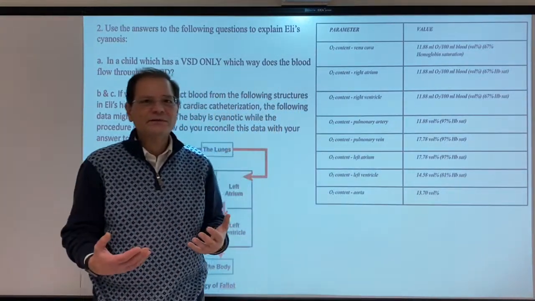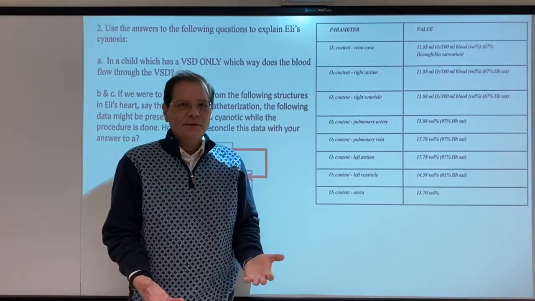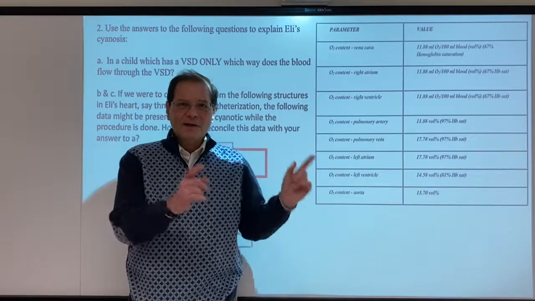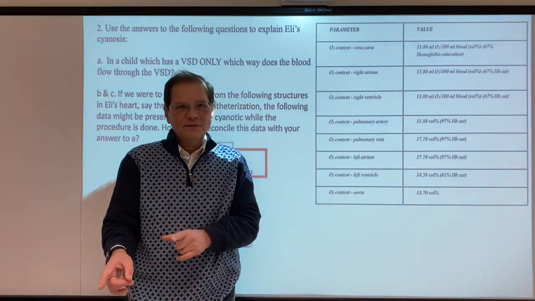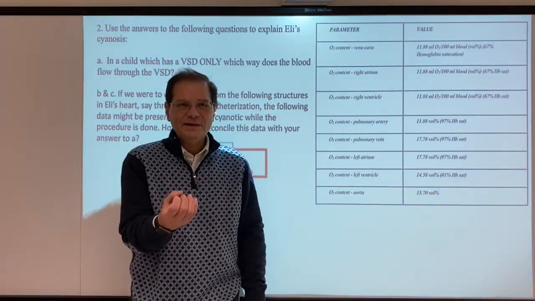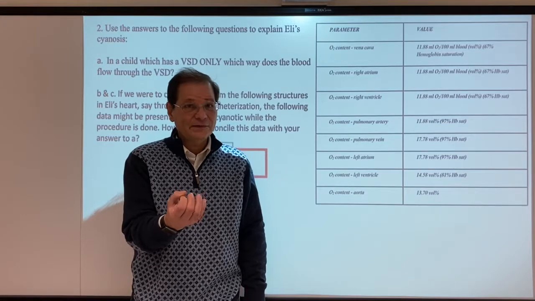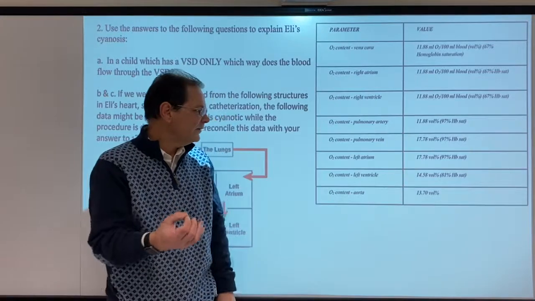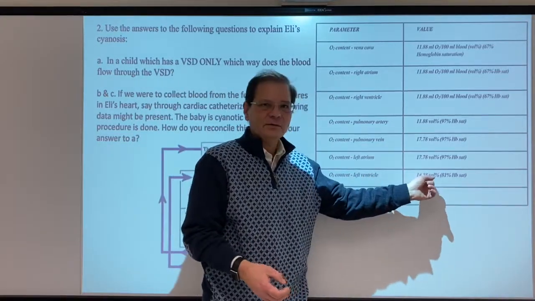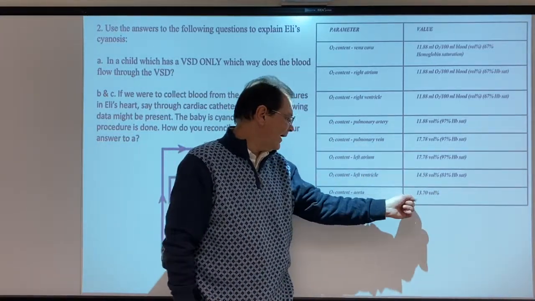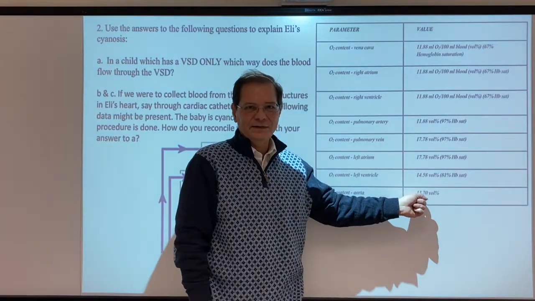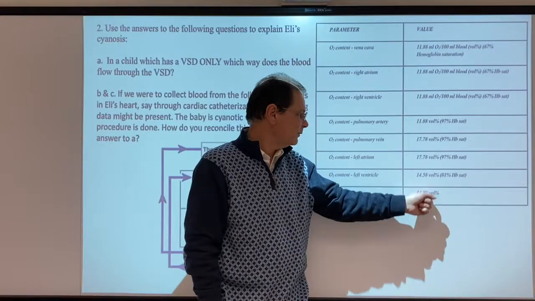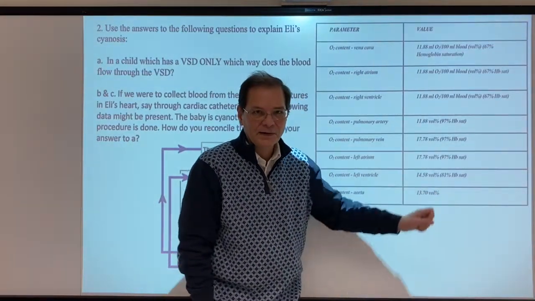So the question is, what's going on? And the answer is that blood is being added from the right heart to the left heart through the VSD in Eli's heart. So Eli has tetralogy of Fallot. VSD is one of the defects, and you have blood flowing into the right ventricle. And then you also have deoxygenated blood being added to the aorta directly from the right ventricle because of the overriding aorta, and that explains this drop here, okay?